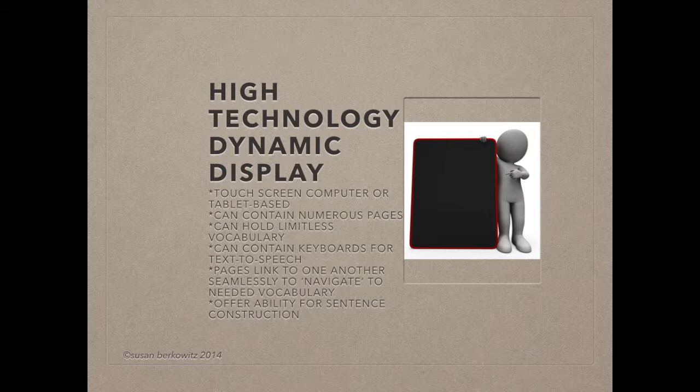High-tech dynamic display systems are usually touch-screen, computer, or tablet-based. They can contain numerous pages and can hold limitless vocabulary. They can also have keyboards for text-to-speech. The pages link to one another seamlessly to navigate to needed vocabulary. They offer the ability for sentence construction so that the user can construct novel, genuine messages.